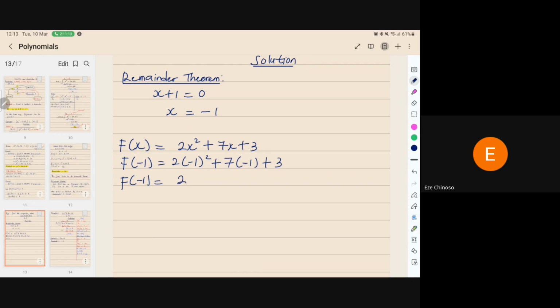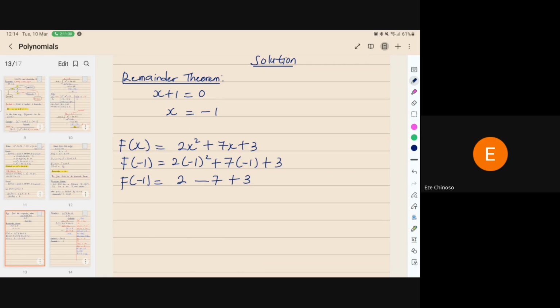Sir, please, this f of x, what does it mean? Like you said, f of x is a function, a polynomial. You can call it p of x, f of y, anything you want to call it. It simply indicates that this is a polynomial. Does it make sense? All right.